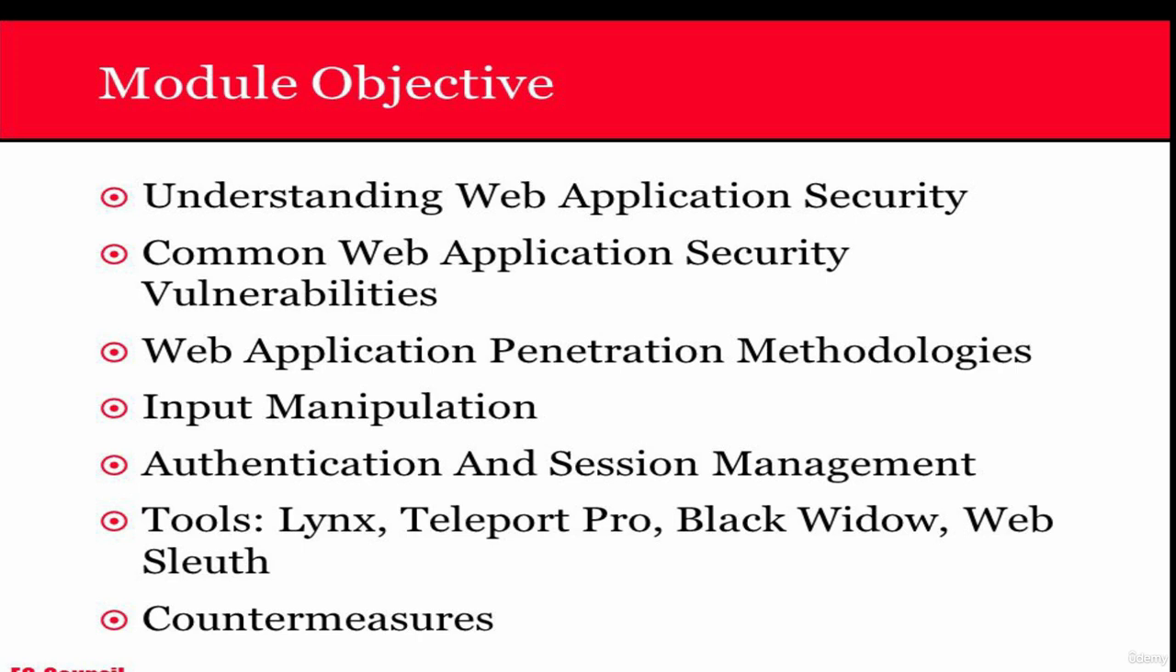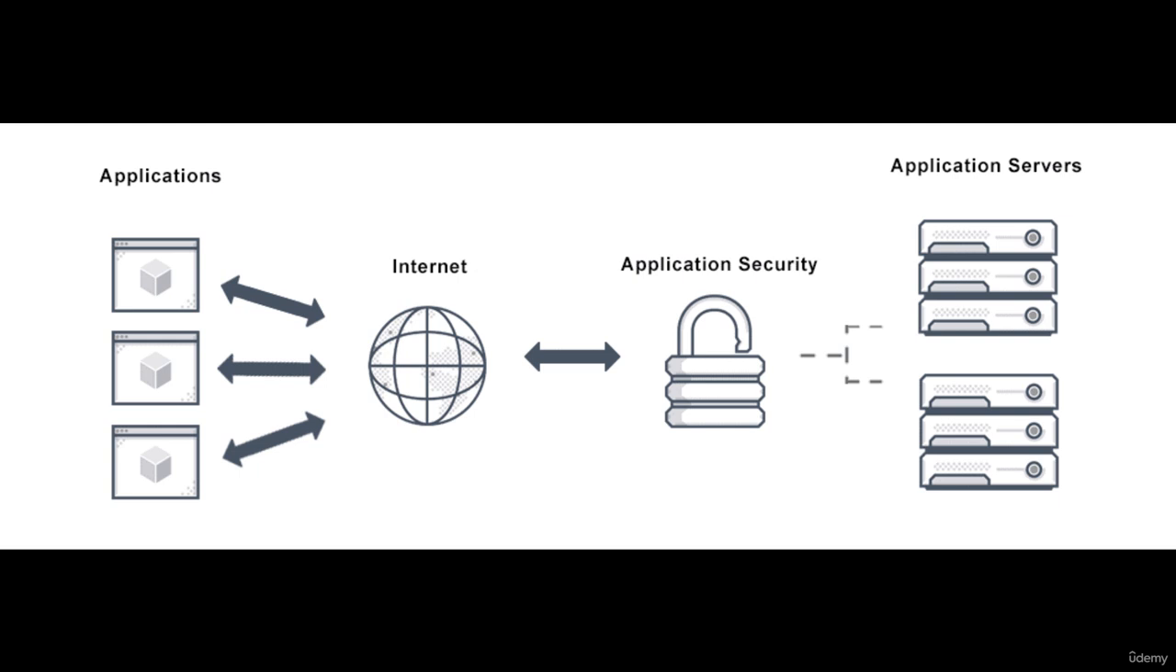So here is an overview: applications connected to each other with the internet, web application, and internet connected with application security, each connected with security, and application servers only connected with application security, then application security connects with the internet, then applications.